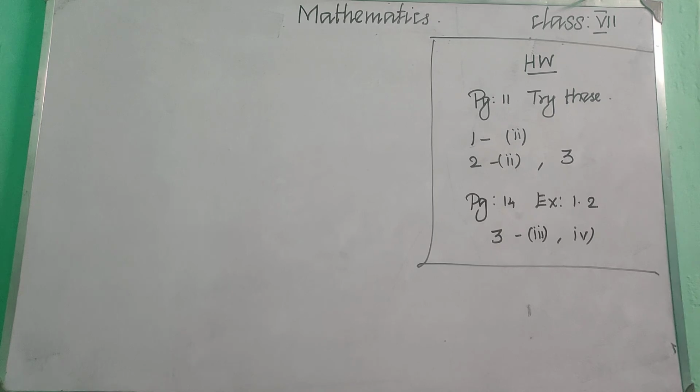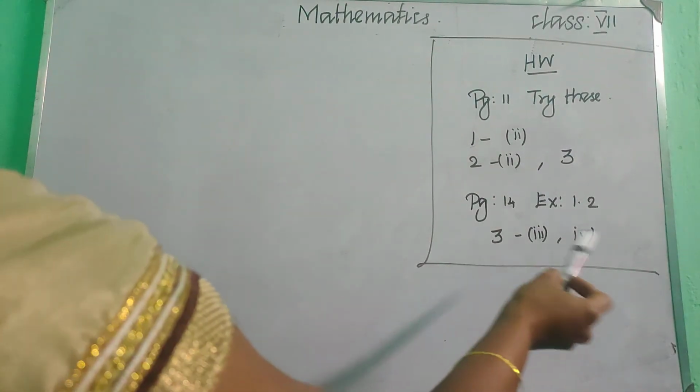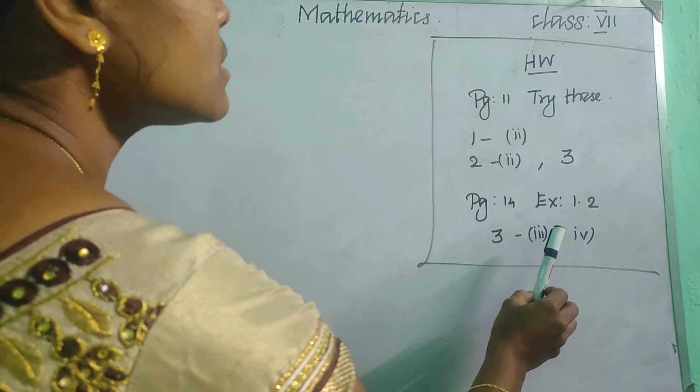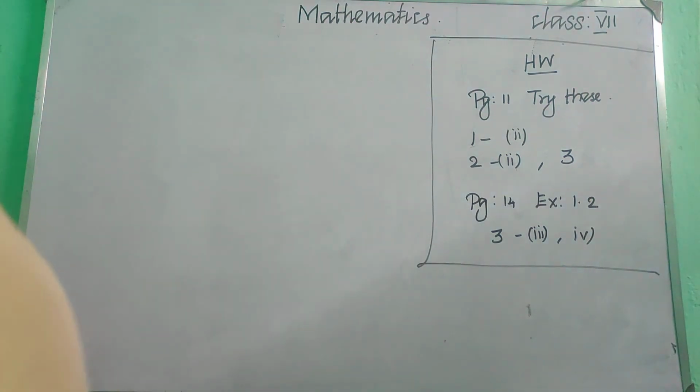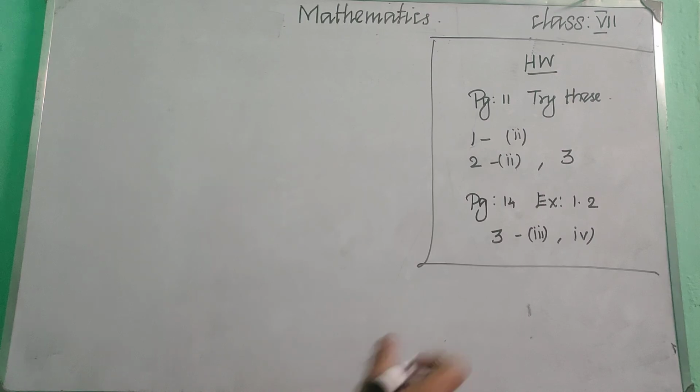And then in page number 14, exercise 1.2, third and fourth is your homework. Take down this. So do this third and fourth in your notebook as homework. In the next class also, I'll explain this third and fourth. Very easy sum. But I'll give the answers in the next class.